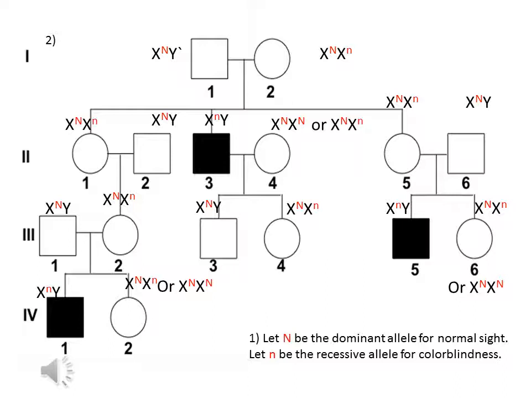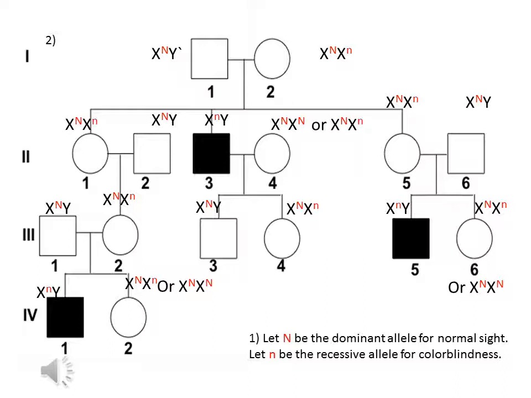Let's move ahead to know the genotypes of individual 1 in the second generation. She's not colorblind, which implies she must be X^N. However, we don't know the allele for the second X. Is she homozygous or is she heterozygous? As we did before in the first generation, let's look at the offspring of generations 3 and 4.